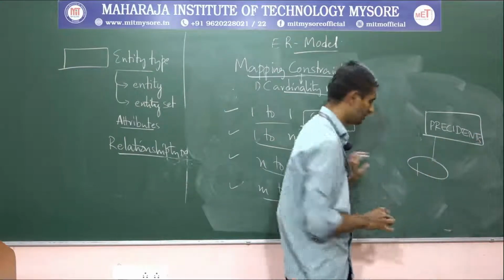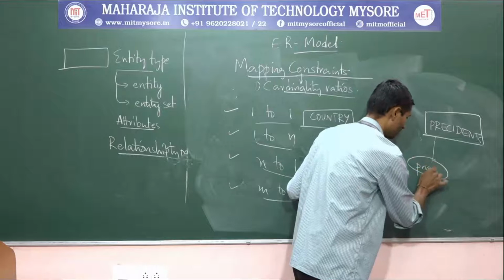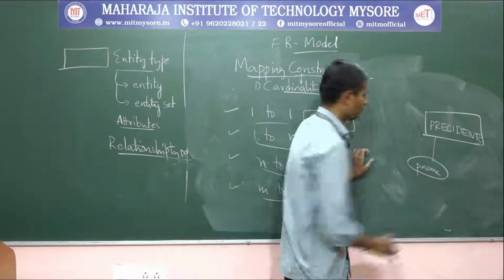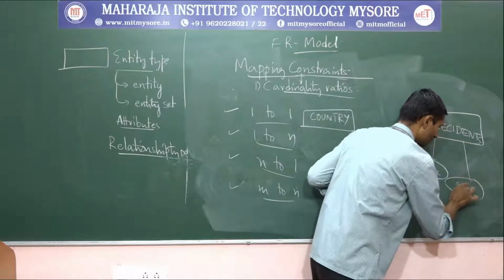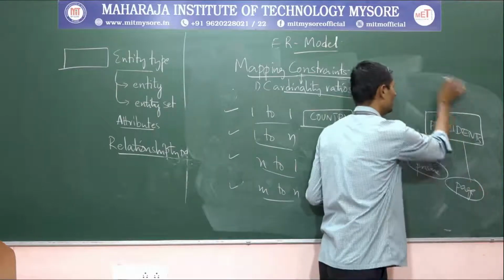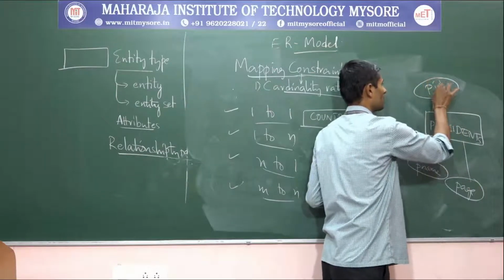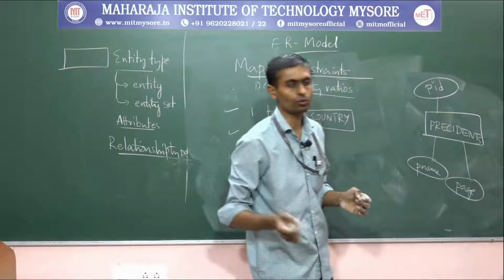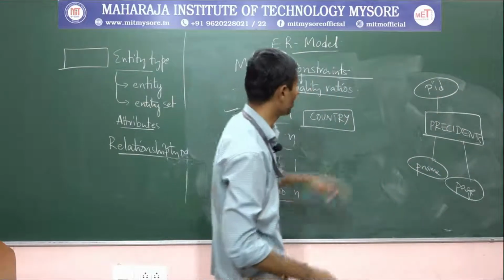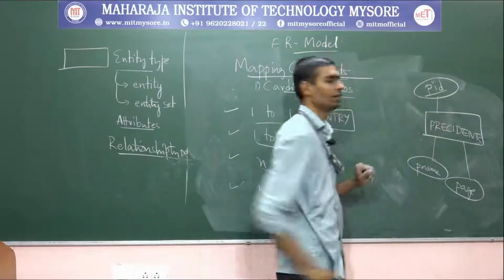President having a name, let's assume president name. President having an age. Each president I am identifying based on president ID. Could be possibility that we might have two names, right? Two similar names. Let's assume I am making use of PID so that I'll underline it.